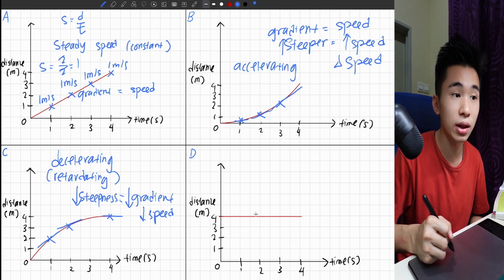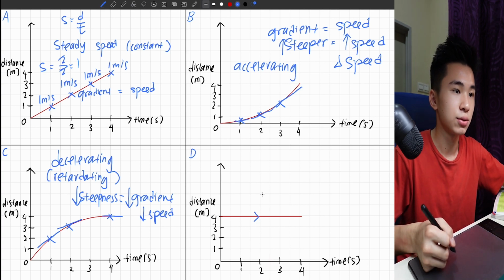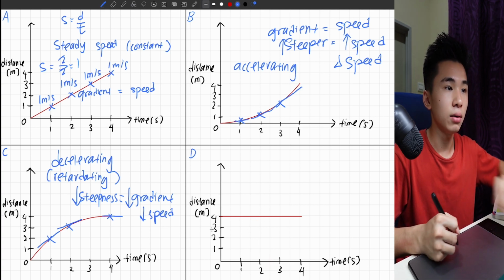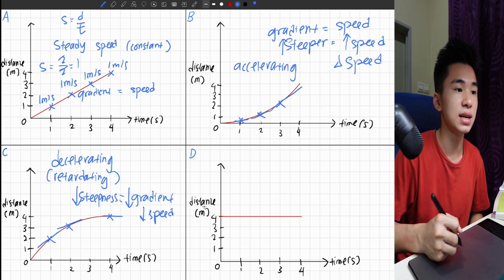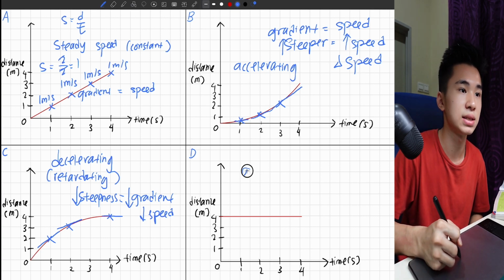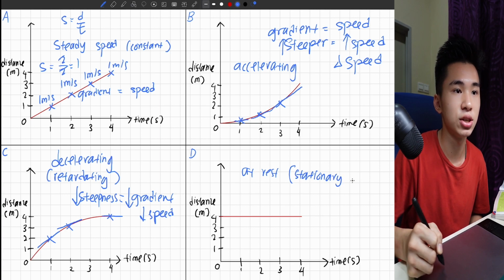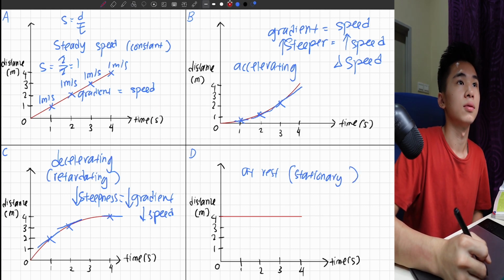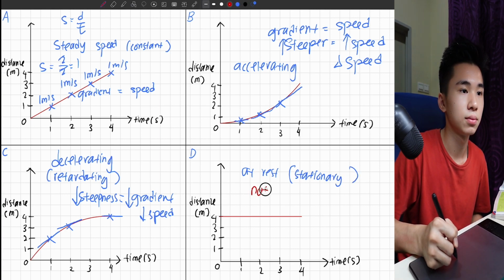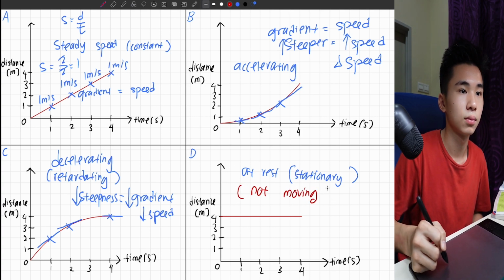So for the next one, this graph D, as you can see, we have a straight line, a horizontal line, which is parallel to our x-axis. As you can see here, if we talk about a car, the car stays 4 meters from time 0 to time 4, which means at rest, or stationary. Okay, stationary, which means not moving.